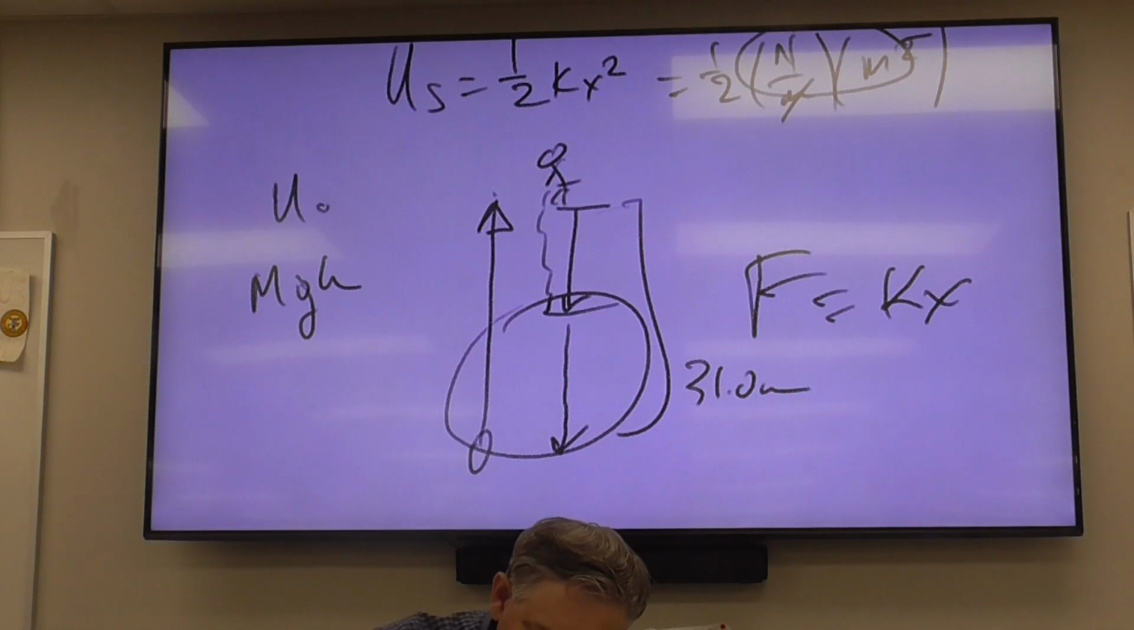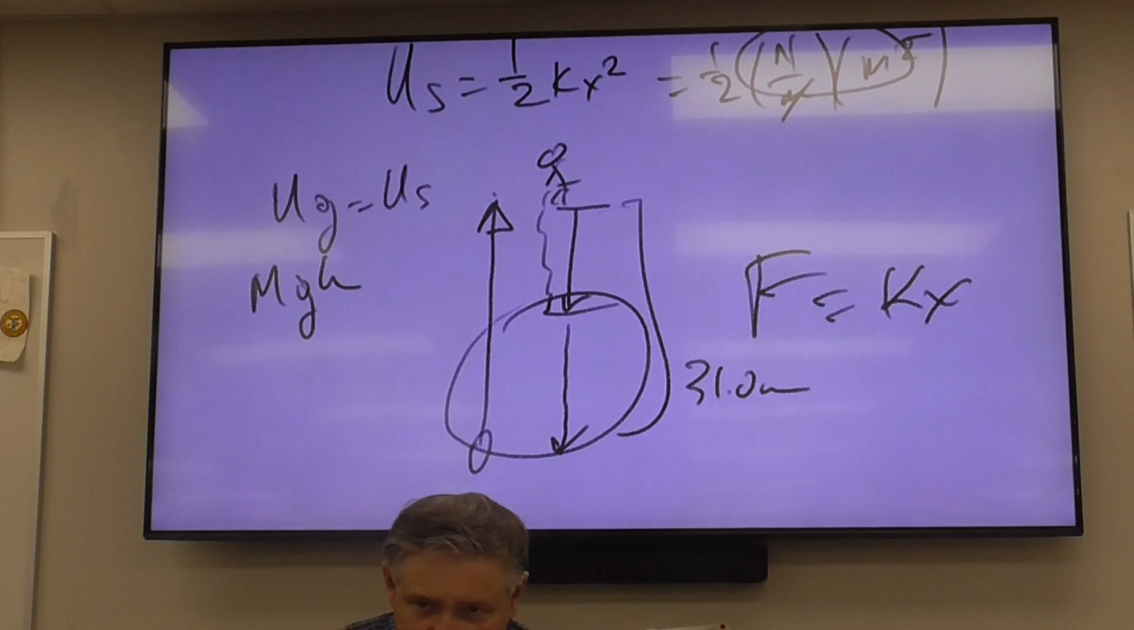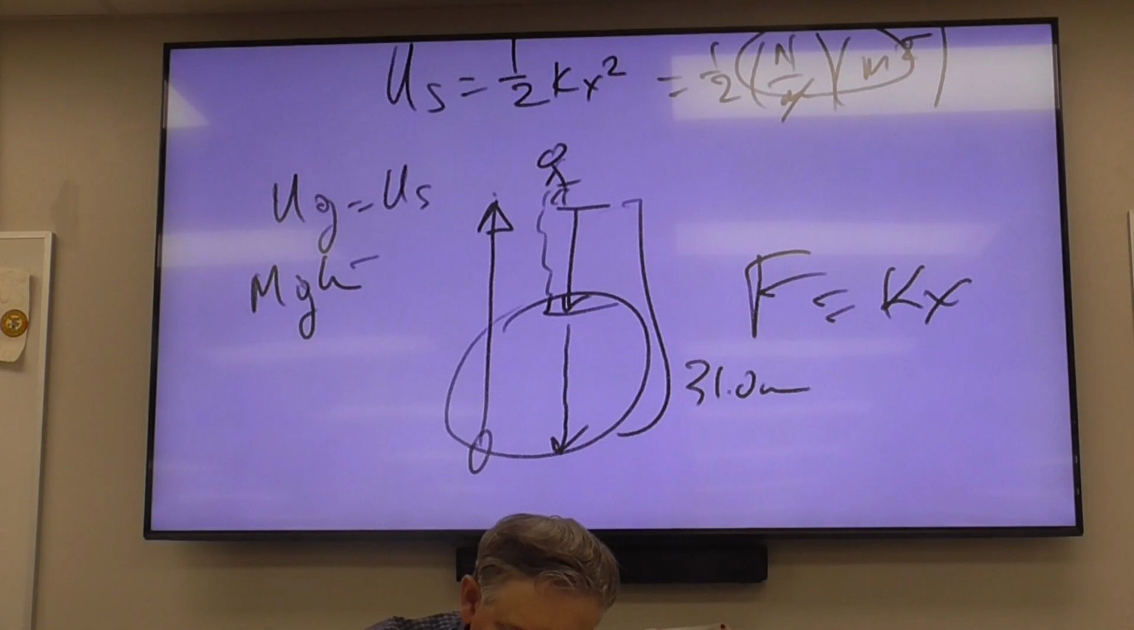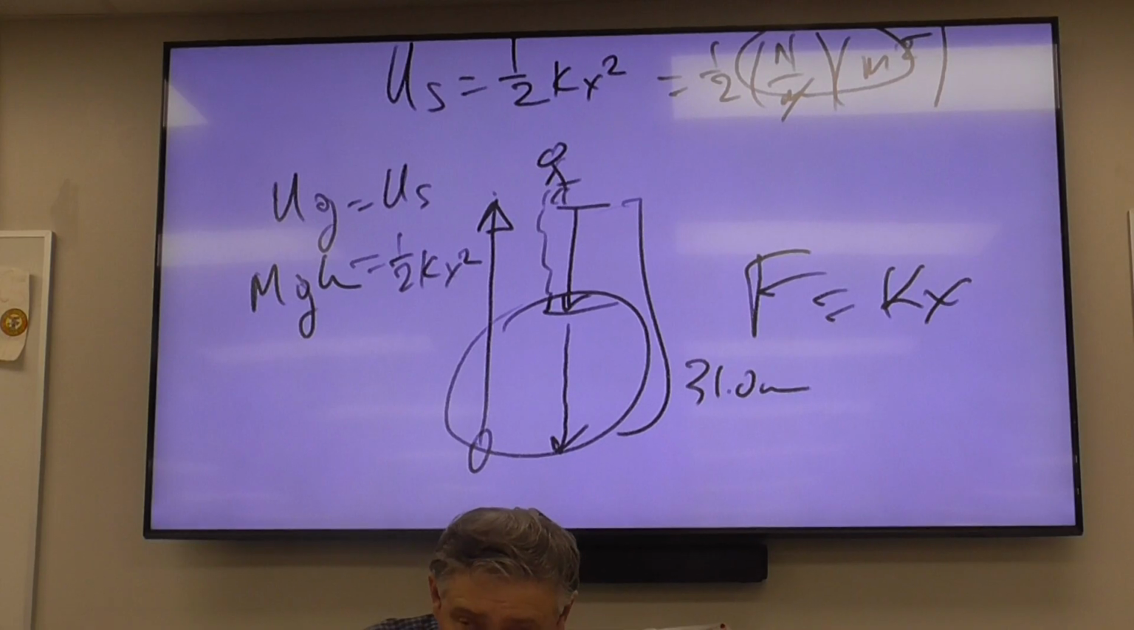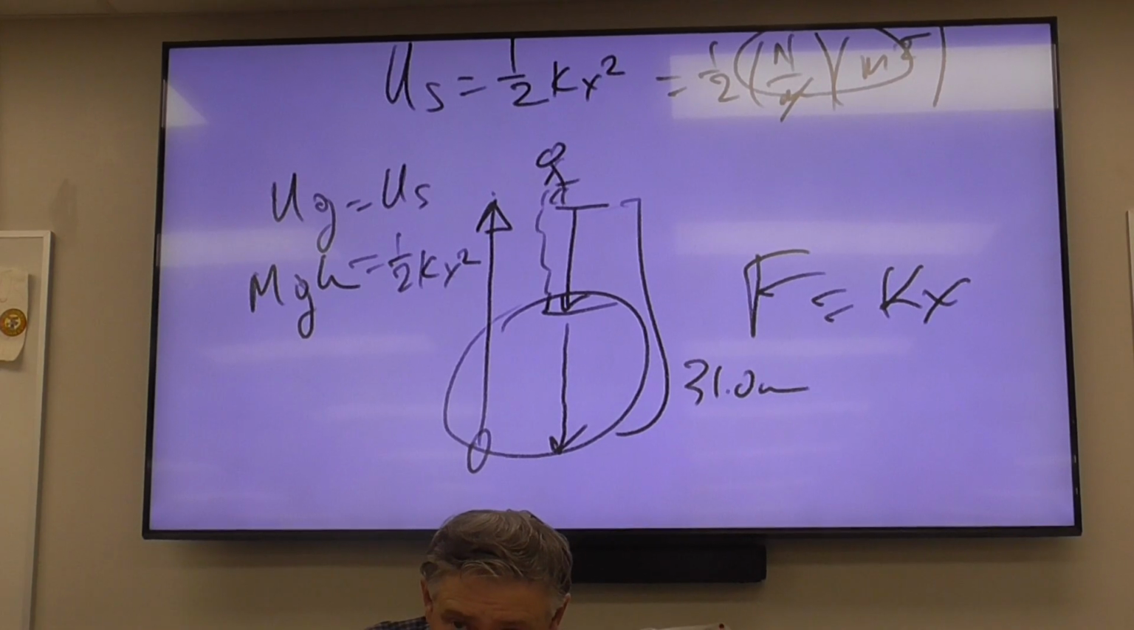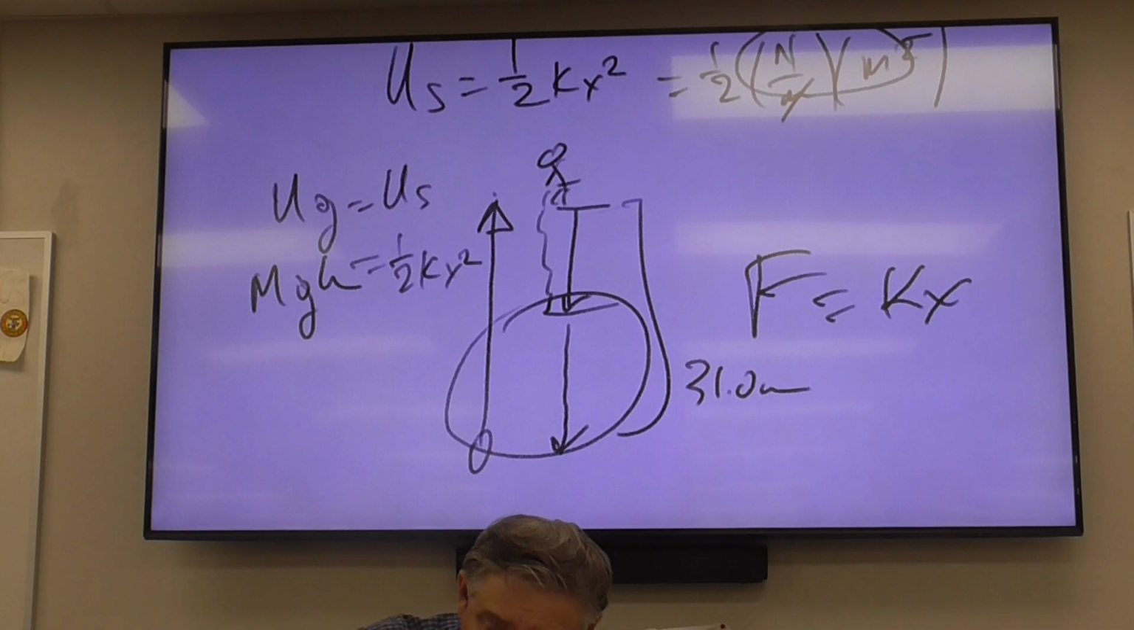So UG has to equal US, and that's going to be 1/2 K x squared. Now, what do you use for your H value? 12, 19, or 31? 31. What do you use for your X value in US? 12, 19, or 31? 19. So then you find your K value, which should be around 100.